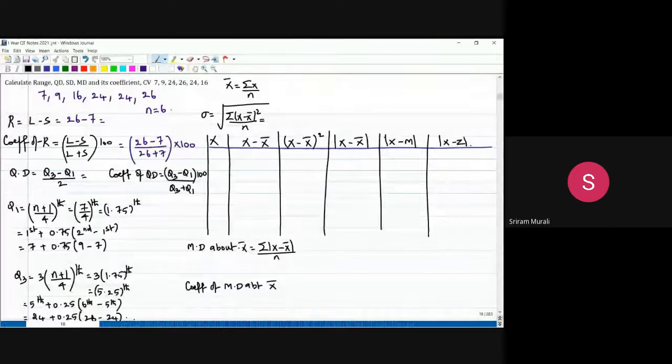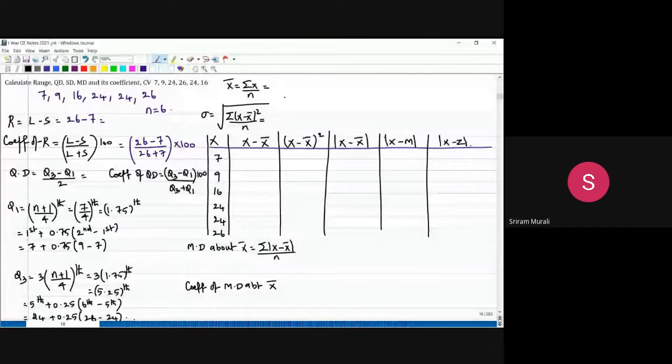What is the first requirement? X bar. What is x? 7, 9, 16, 24, 24, then 26. What is the first step? We wrote x. What is the second step? We want to compute x bar. Without x bar, I cannot find a deviation. So x bar is sigma x by n. How do we compute sigma x? Add everything.